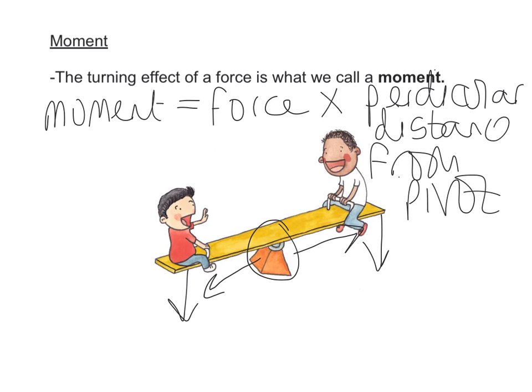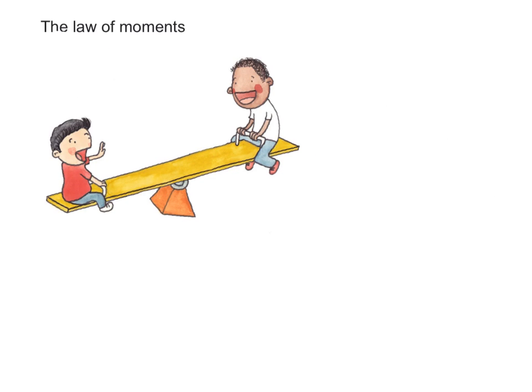As always, you should know that the force will be measured in newtons, and our distance will be measured in meters. If our newtons are being multiplied by meters, our moment's unit of measurement will therefore be newton meters. So now you know a little bit more about the actual calculation used and the different units of measurement that we use to calculate what a moment actually is.